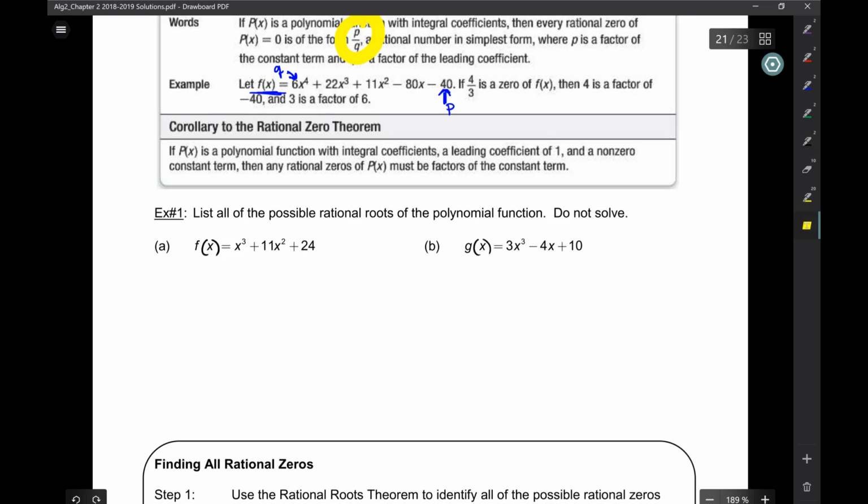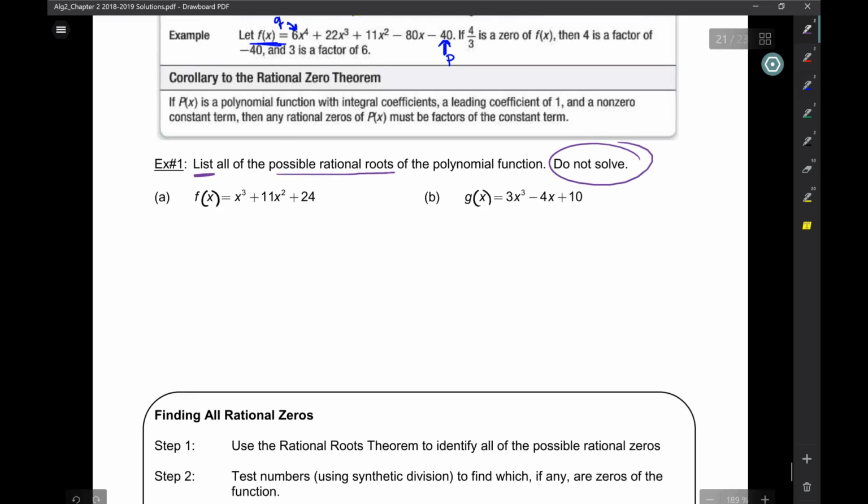So here it says, list all of the possible rational roots. And we're not going to solve, we're just going to list all of the roots. So here's what we do. From this number, we get P, so we want the factors of 24. What are the factors of 24? Is 1 a factor? So what I do is I go down the list. So 1 and 24. 1 is a factor. 2 is a factor. I just keep going up. Is 3? 4?